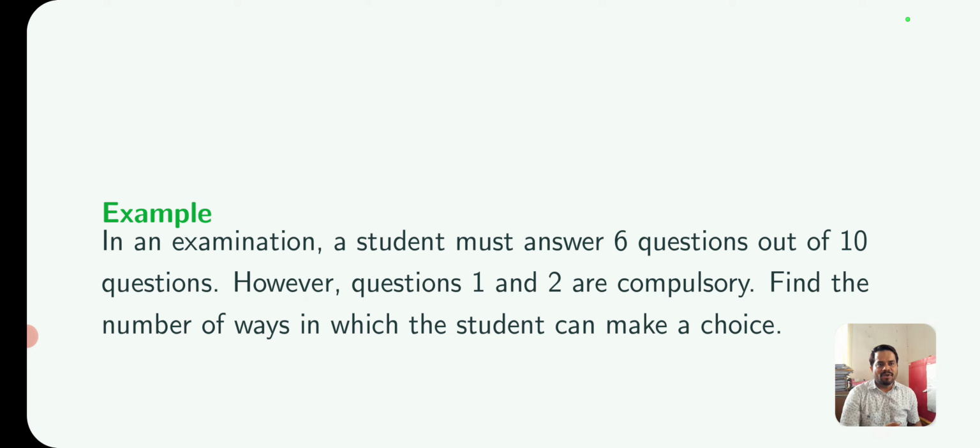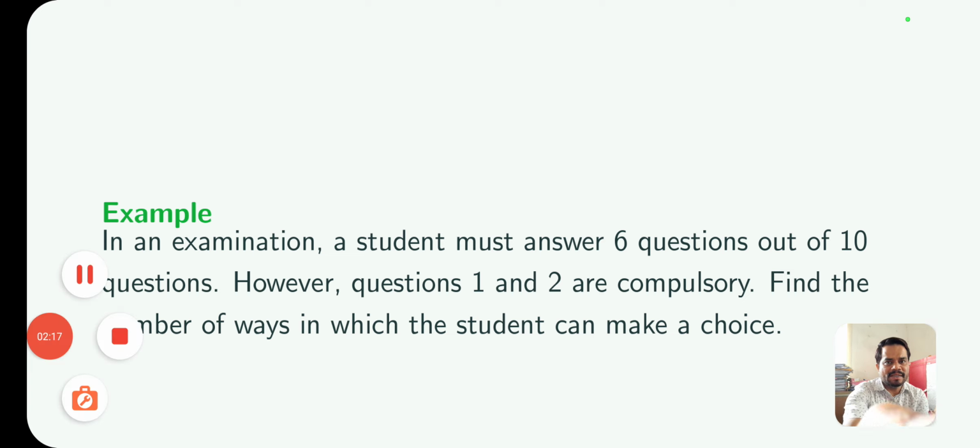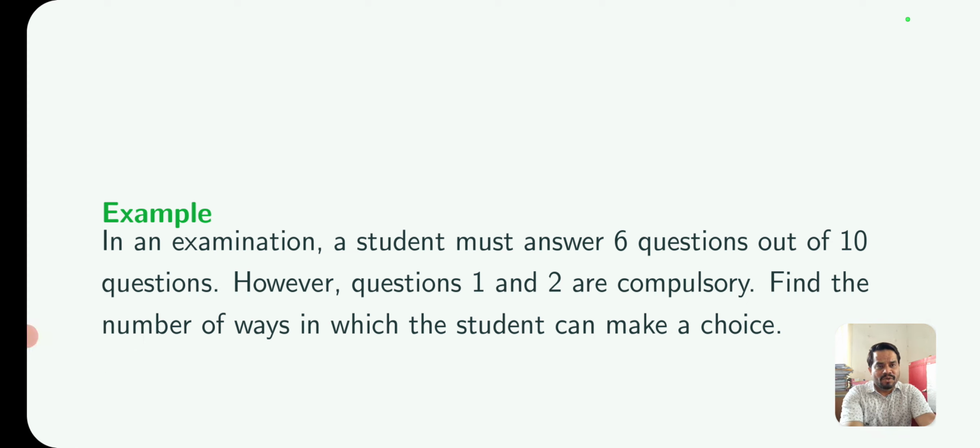Out of 10 questions, but the condition is 2 questions are compulsory, it means we have to choose the remaining 4 questions. Out of 6 we have to choose 4 questions because 2 questions are compulsory, so we choose 4 questions out of 8 questions. So here we have to choose 4 questions out of 8 questions. Do you understand how this concept is?